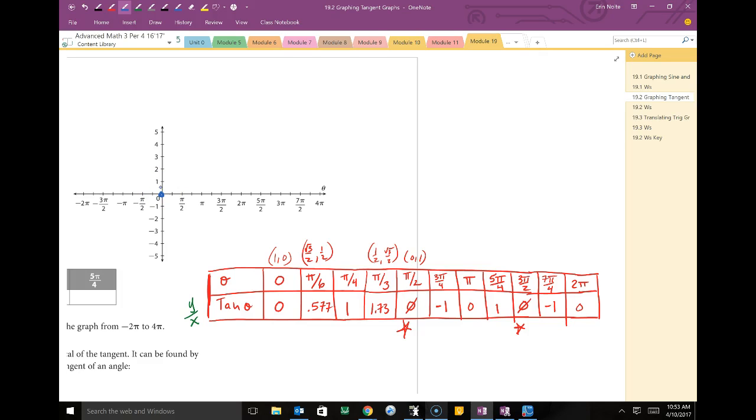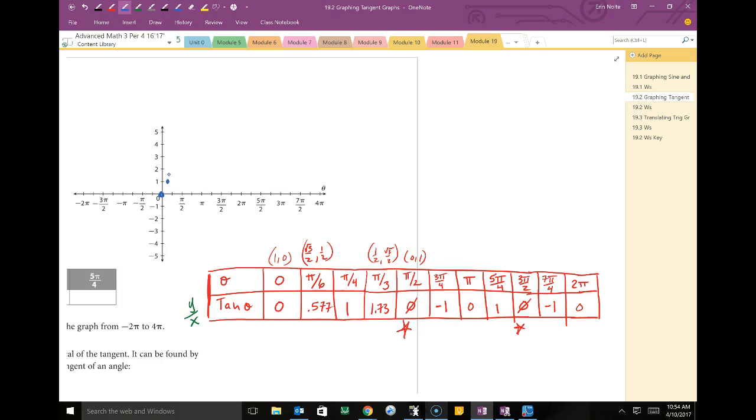Okay, at pi over 6, we're going to go up 0.577. So on my little table here, that's right there-ish. Can you guys see that? So it's like a third of your pi over 2.